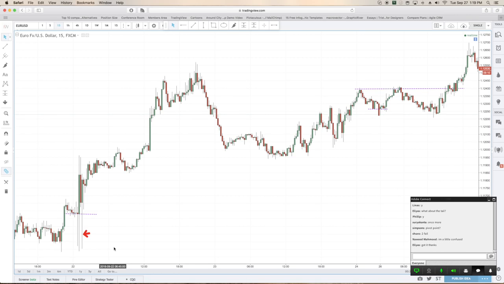Make sense? All right. So, Chris, there's a question. On minor support resistance, putting down two lines for areas is unnecessary. Yes, for minor ones, that's correct.